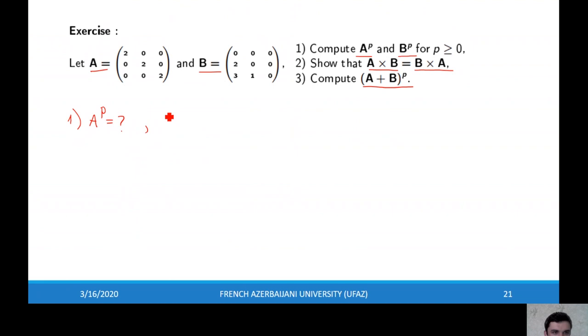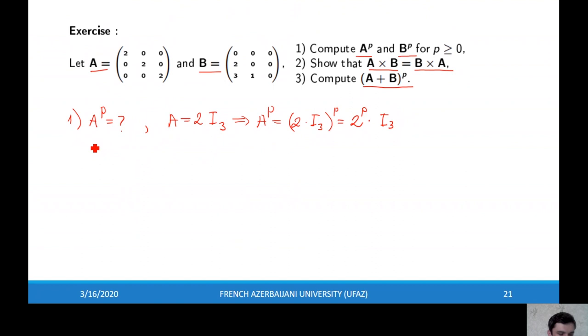Let's first calculate A to the power of P. If we look at the expression of A, it is 2 times the identity matrix of size 3 times 3. From here, A to the power of P will be 2 times the identity matrix to the power of P, which is 2 to the power of P times the identity matrix, because the identity matrix to the power of P will be the identity matrix itself. Okay, that's it.